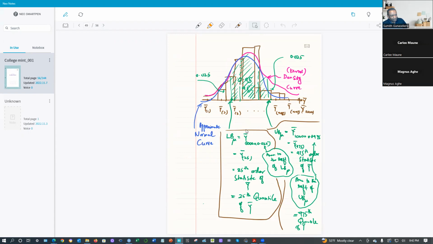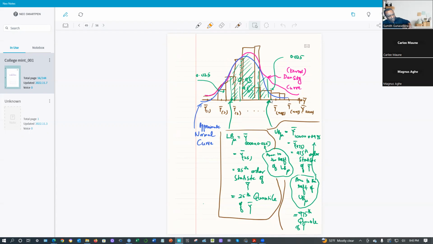How do you calculate? You go to the y bar. I have 1,000 of them. How much area to the left? Area means the number of y bars to the left of that one. I have 0.025 to the left, as a percentage. I'm going to multiply by that one. That will give you 25. That's the 25th order statistic.